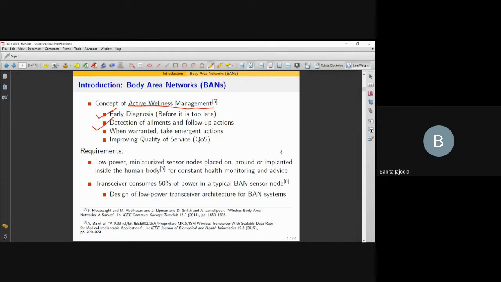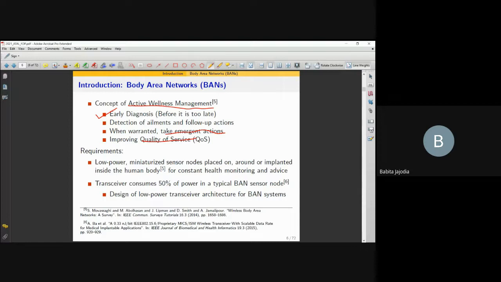For example, someone has a heart attack. If we are not able to make the patient reach the hospital immediately, he or she might have a casualty. So if someone says, okay, I am having chest pain, a little minor treatment can be taken care of until he or she reaches the hospital. And when warranted, when you come to know you have something, you can take emergency action. Maybe the doctor has suggested you take this medicine so that within that 1 or 2 hours it will be okay, and you can reach the hospital. As well as improving the quality of service.